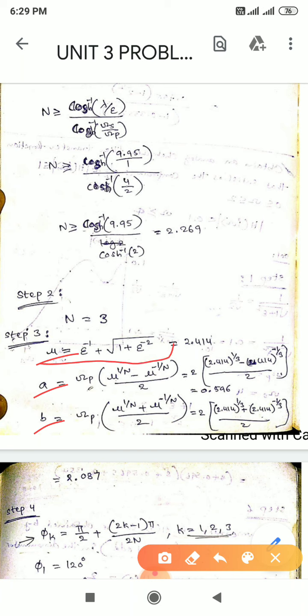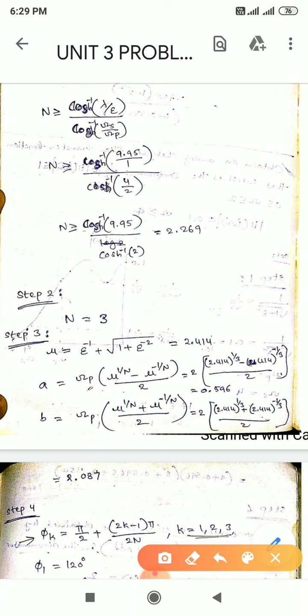How to calculate the mu value? By using this formula, mu is equal to epsilon power minus 1 plus square root of 1 plus epsilon power minus 2. We are substituting the epsilon value here, we simplify this equation, and we get the mu value.